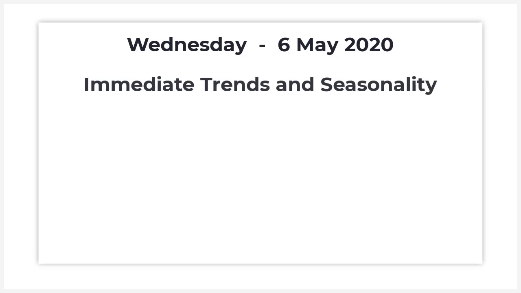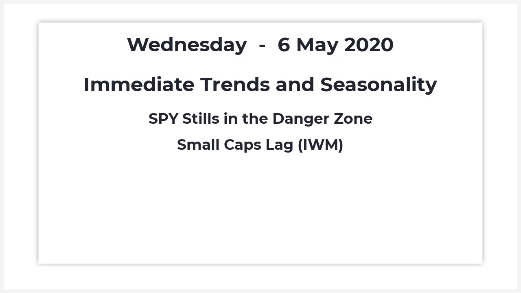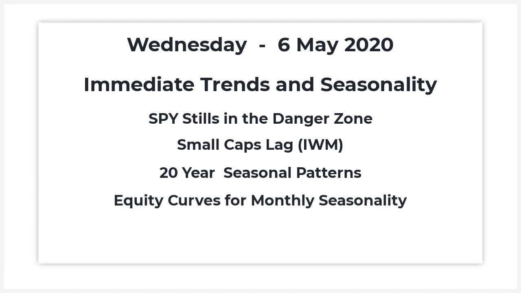So today I want to look at the immediate uptrends, the short-term uptrends, and then I want to look at relative weakness in small caps because they are seriously lagging. And then we're going to turn to seasonality. We'll look at a 20-year seasonality chart on stock charts. And then I'm going to show you some equity curves for monthly seasonality. I went to AmiBroker and I ran the backtest for each month. And we'll see how it looks over a 30-year period. And I'll look at the first 5 months of the year, the equity curves.